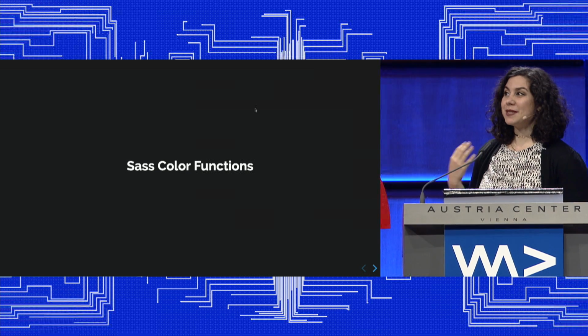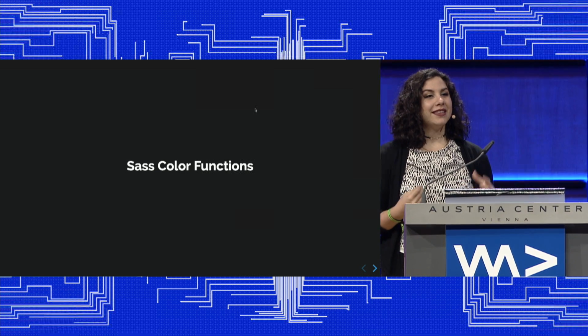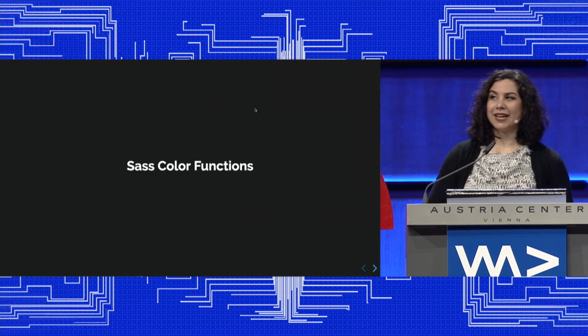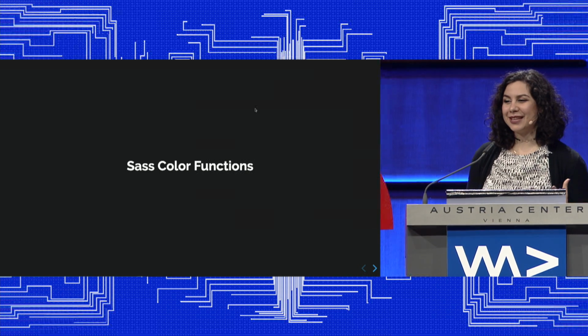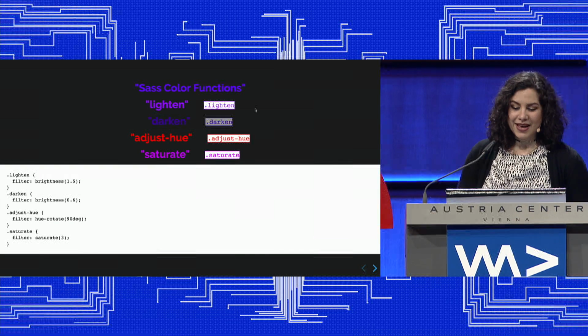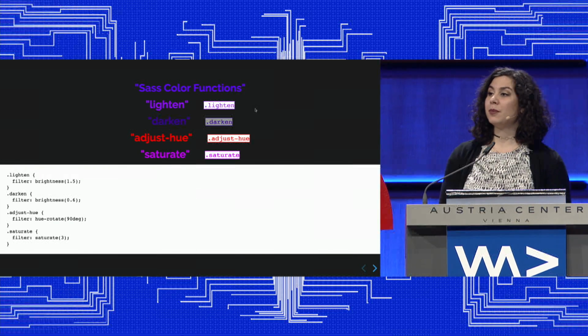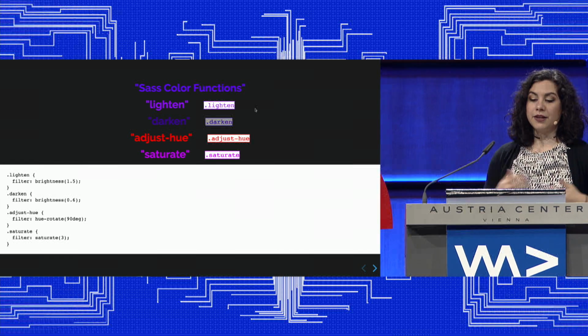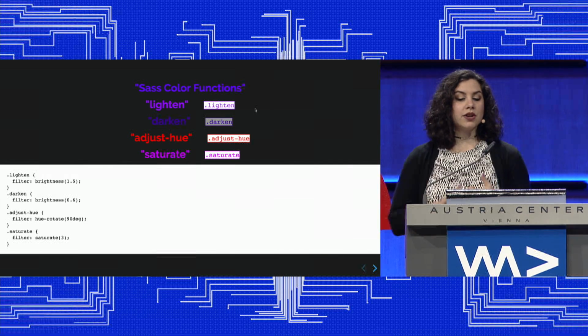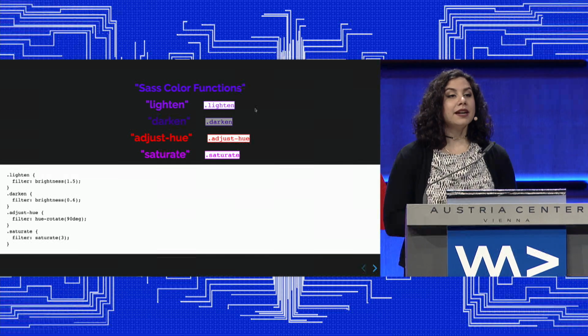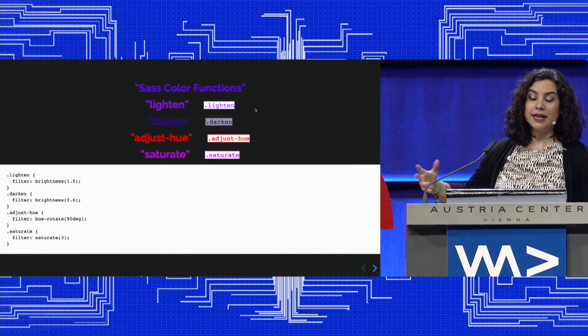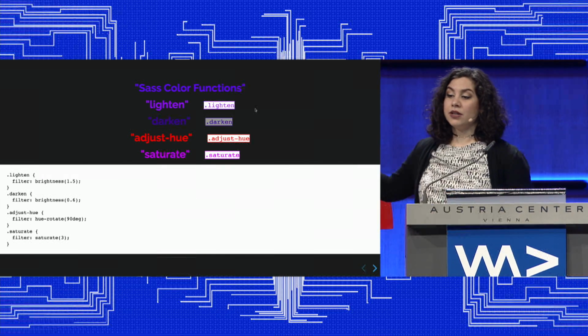And this specific trick sort of reminds me of the Sass color functions that I used to know and love back in the day that I used Sass all the time. And these are just some of the examples of the Sass color functions that were available when you downloaded and used any version of Sass. So there's lighten, darken, adjust hue, and saturate. And like I showed you a second ago, you can get all of these by using filter.